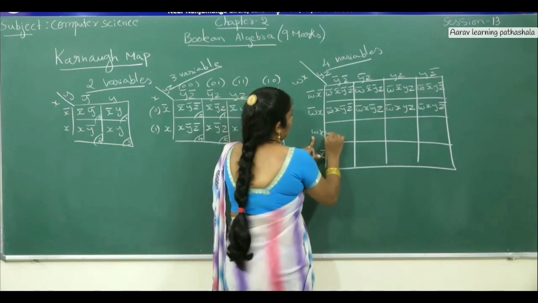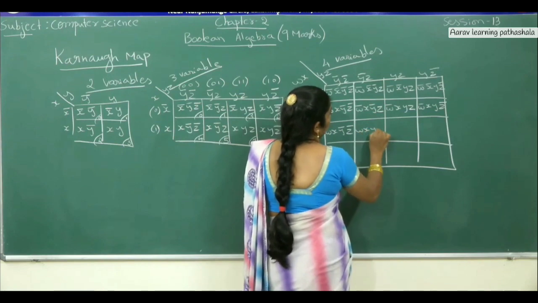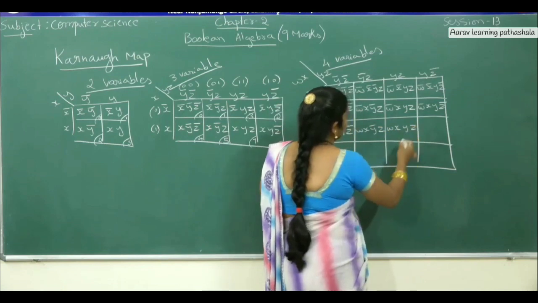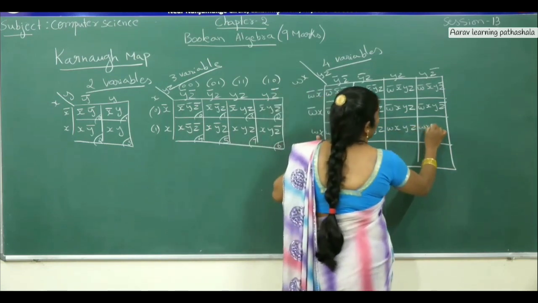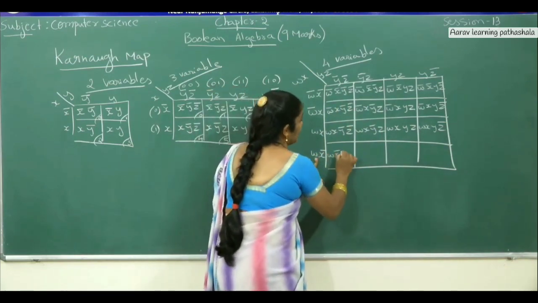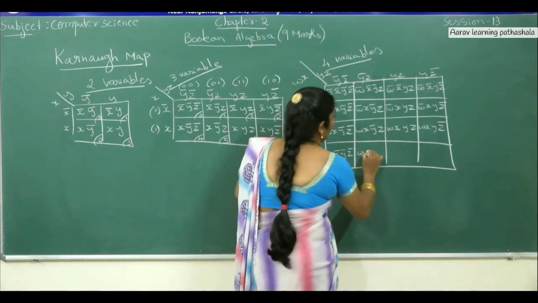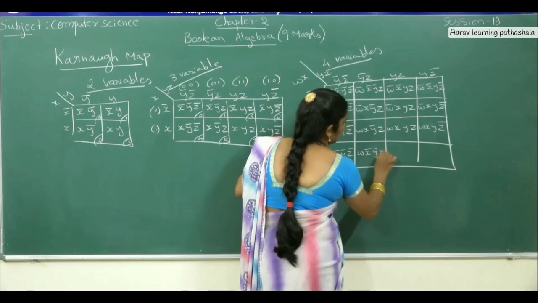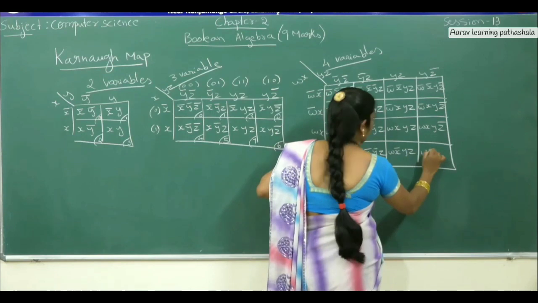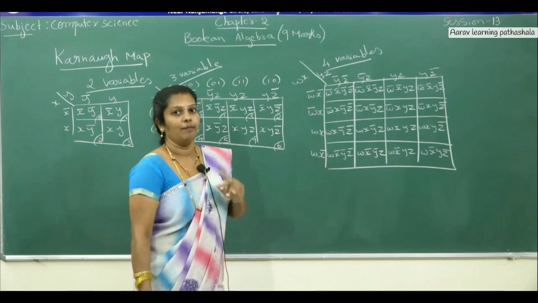Next here, once again, W X bar... WX, Y bar, Z bar. WX, Y bar, Z. WX, Y, Z. WX, Y, Z bar. Next, W, X bar, Y bar, Z bar. Corresponding column and row. W, X bar, Y bar, then Z. W, X bar, Y, Z. W, X bar, Y, Z bar. Third row and third column, it will take a single jump.